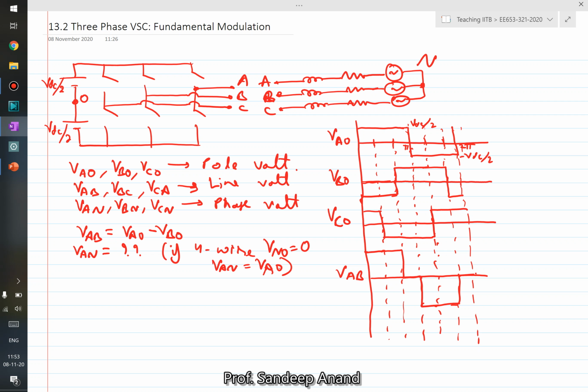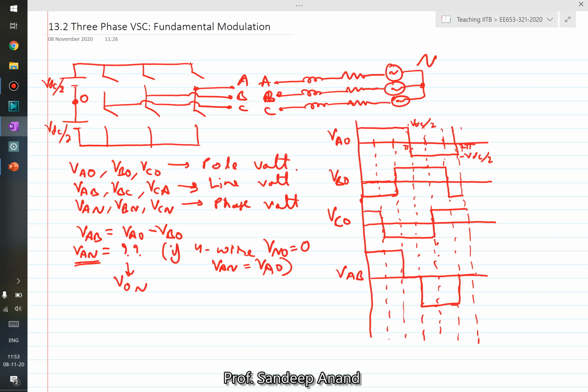Let us see what happens in a 3-wire system. In a 3-wire system, what we need to find is essentially the relationship. If you want to find VAN, you need to find the relationship for VON. If you can somehow find the relationship for VON, then we can write VAN in terms of VON and VAO. So how do we find the relationship for VON?